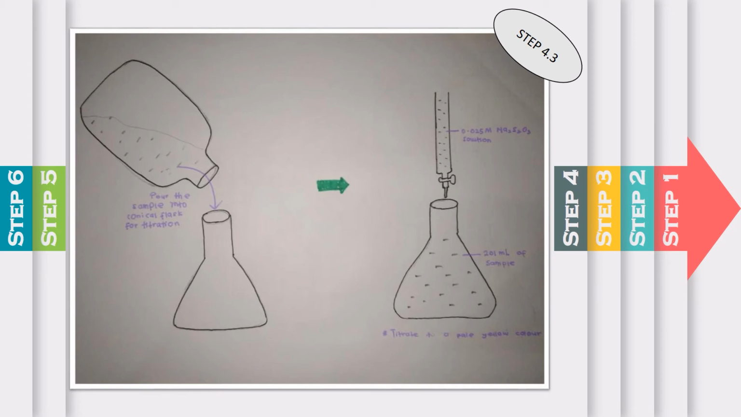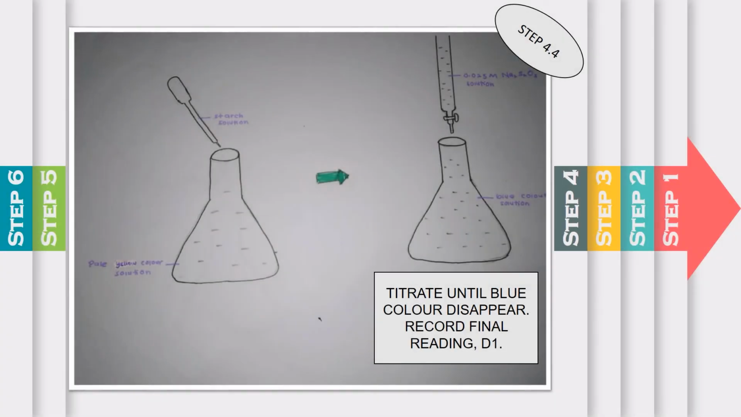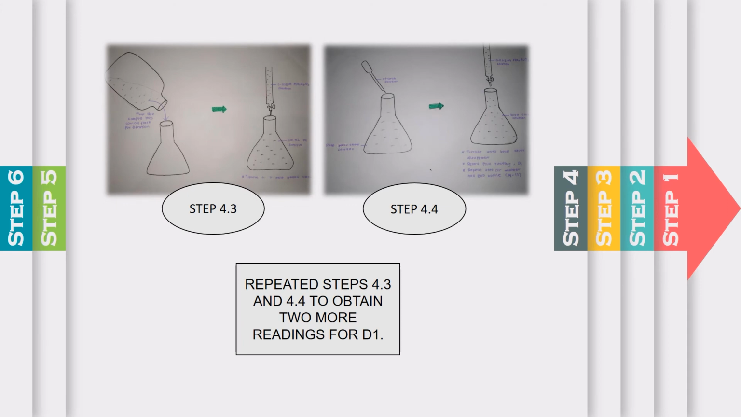Titrate with the 0.025 molar sodium thiosulfate, Na2S2O3, solution to a pale yellow color. After that, add a few drops of starch solution, and a deep blue color is formed. Continue the titration until the blue color disappears and note down the burette final reading as D1. Repeat steps 4.3 and 4.4 to obtain 2 more readings for D1.